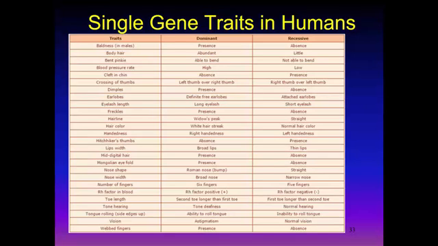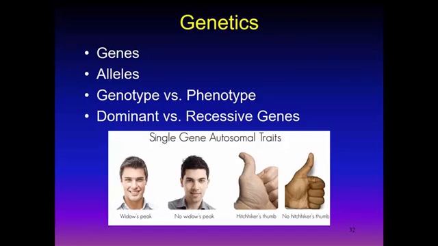RH factors in the blood. If you have the RH factor, you have positive blood. Anyway, you can look at the different genes on there. And in the previous slide, you can see widow's peak, no widow's peak, or hitchhiker's thumb, the bent thumb, that's dominant. No hitchhiker's thumb is recessive.